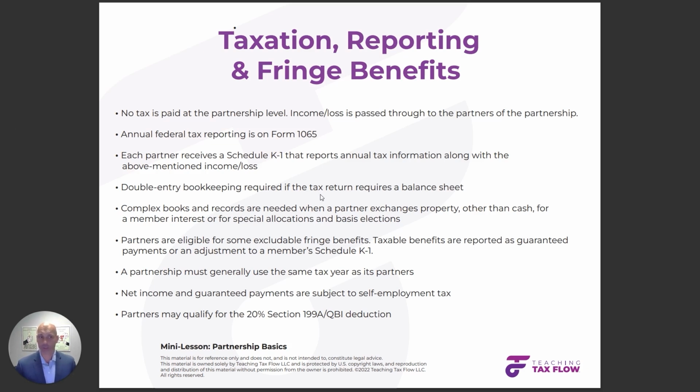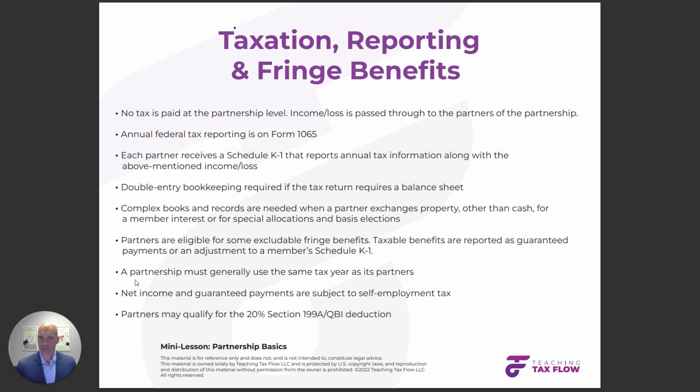Double entry bookkeeping is required because the tax return requires a balance sheet. We're going to look at that in a moment. Partnerships are somewhat complicated because you have to keep track of each partner's basis and each partner's capital account. So complex books and records are needed. Partners are eligible for some excludable fringe benefits, and taxable benefits are reported as guaranteed payments on the Schedule K-1. We're going to look at that K-1 in a moment.